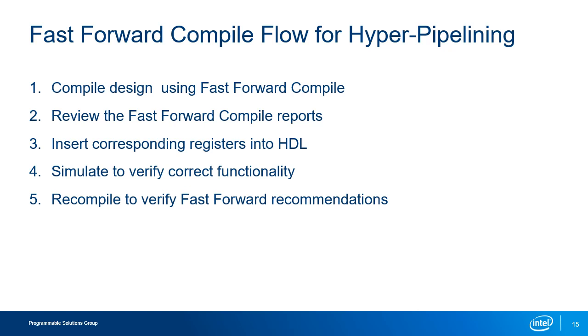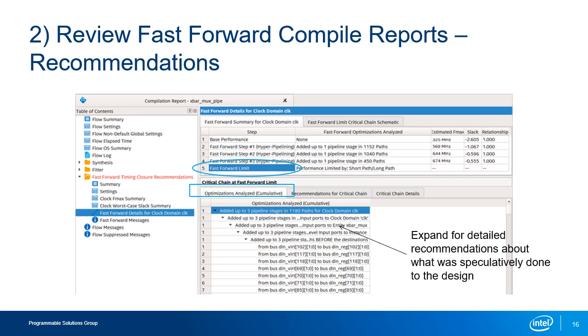The next step is the very important one, which is to simulate to make sure you did not change the intended functionality of your design when you added the extra registers. Then lastly, assuming your simulation was successful, recompile the design to verify your post-hyper-pipelining timing results. In the next few slides, we will go over the details of some of the steps to this flow. After running fast forward analysis, you can go to the fast forward details report to see the results.